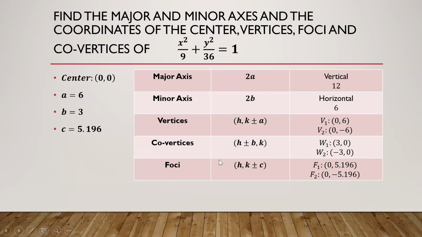For our foci, it's h comma k plus c. So 0 plus 5.196. That gives us positive 5.196. So our coordinates will be 0 comma 5.196. And then we do the subtraction. So h comma k minus c. So that gives us 0 comma negative 5.196. So we just simply have to put in the values. So it's that simple.